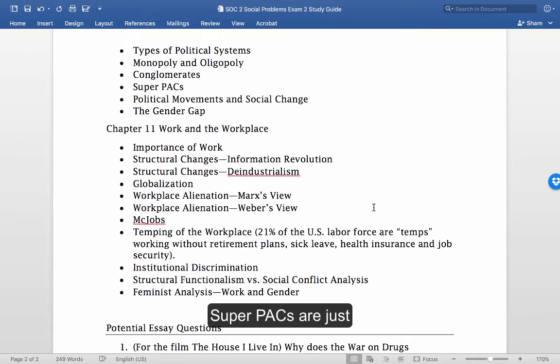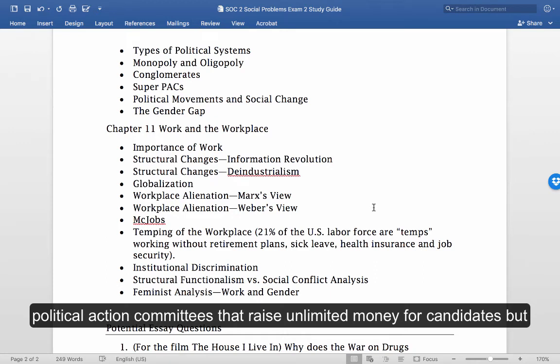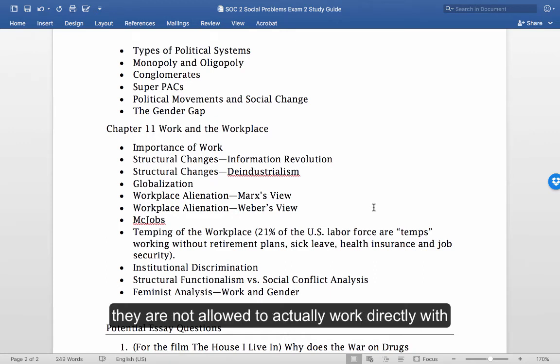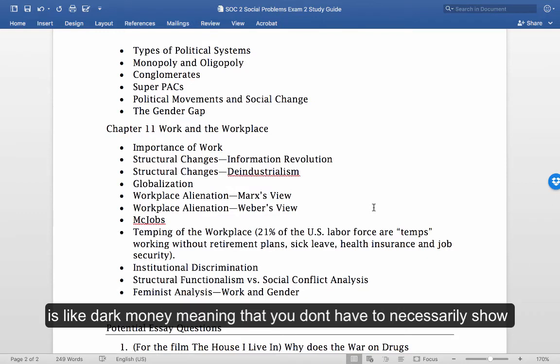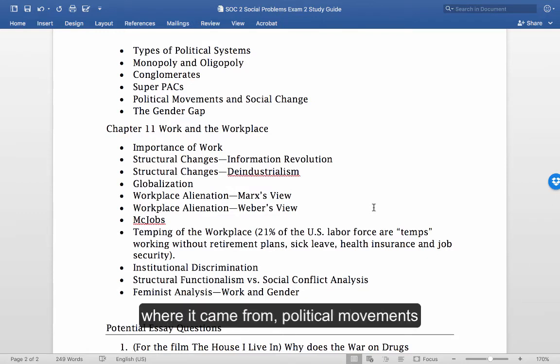Super PACs are just political action committees that raise unlimited money for candidates, but they are not allowed to actually work directly with the candidate. So that's why they're allowed to take in as much money that is like dark money, meaning that you don't have to necessarily show where it came from.